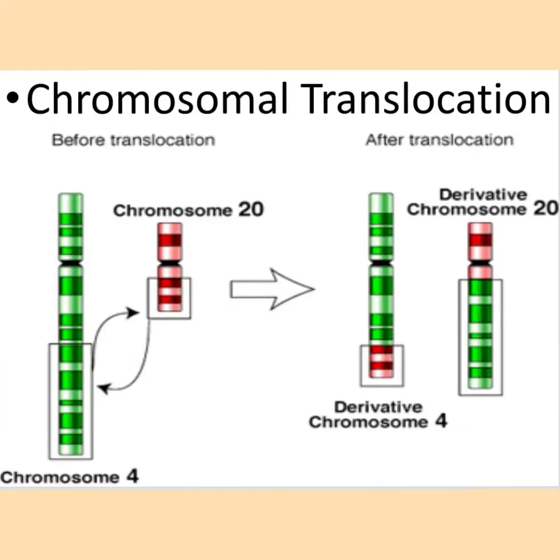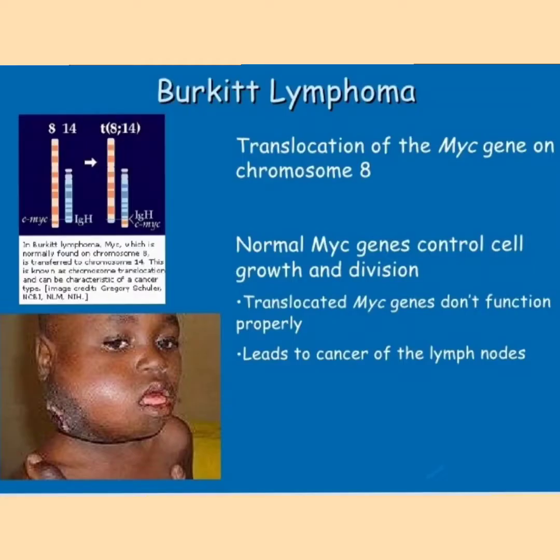Now, chromosomal translocation. You can see in this example, chromosome number 4 being translocated to chromosome number 20, and a part of chromosome number 20 being translocated to chromosome number 4. An example of this translocation is of the MYC gene on chromosome 8. The normal MYC gene controls growth and division. Translocated MYC genes don't function properly. They lead to cancer of the lymph nodes, otherwise called Burkitt lymphoma.